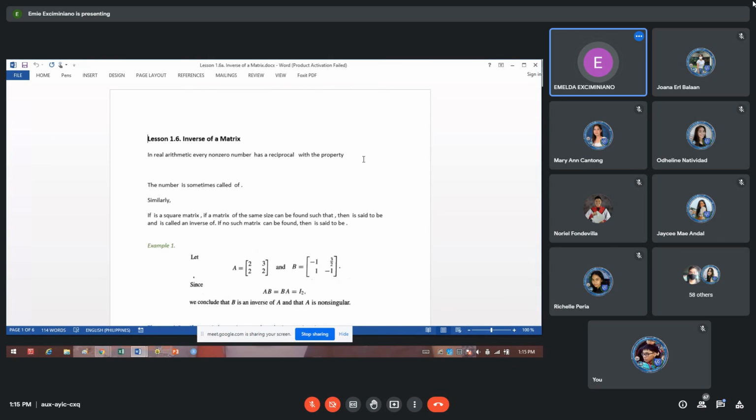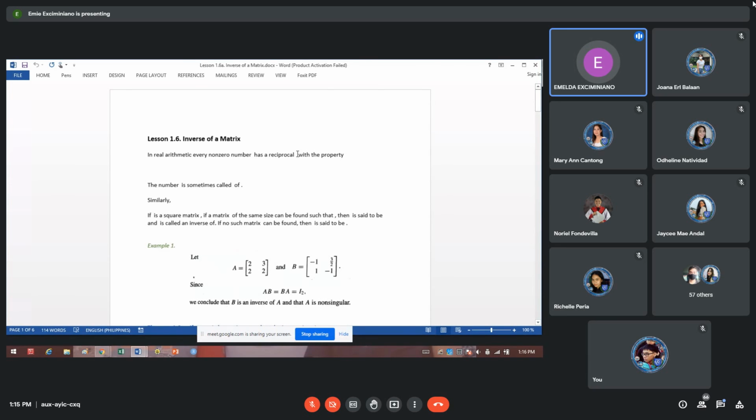Okay. So, inverse of a matrix. We shall be defining inverse of a matrix. Hindi muna ako magpapakita ng video ko. Pasensya na muna. Hindi niyo naman gusto rin makita.